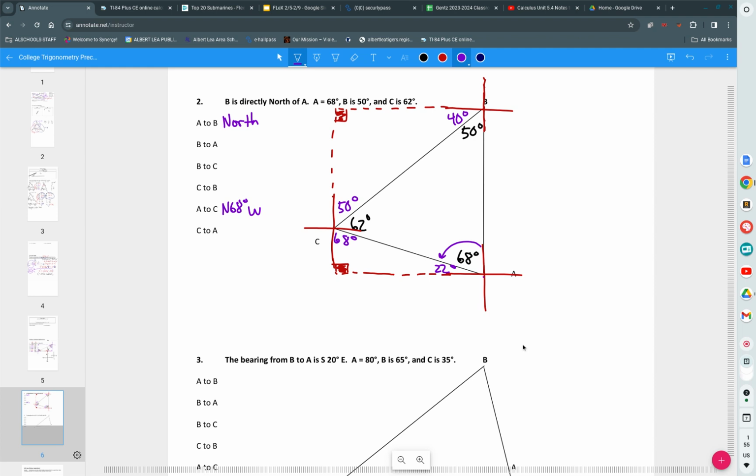Wait, what one do we base it off of? North and south? Always off of north and south. Okay. So that's like what our first letter would be? Yes, north or south. Okay, I was really confused. Yep, good question. So now I'm at B. I'm going to go to A. What's my direction? South.